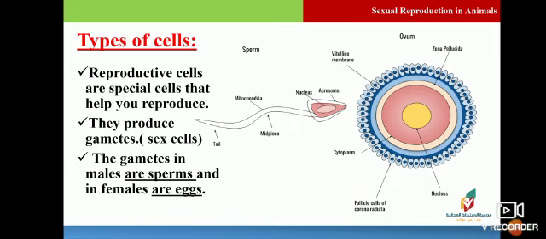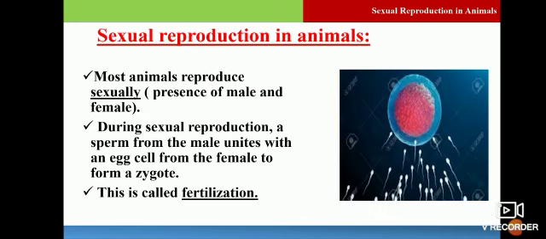If you look at this picture, you can see the ovum, which is the female cell, and the sperm, which is the male cell. These cells are called reproductive cells. They help you to reproduce. If you look at the ovum, you can see it is very big and wide, whereas the sperm is very small compared to the ovum. The sperm has a tail. This tail helps it to move in order to reach the uterus inside the female body and fertilize the ovum.